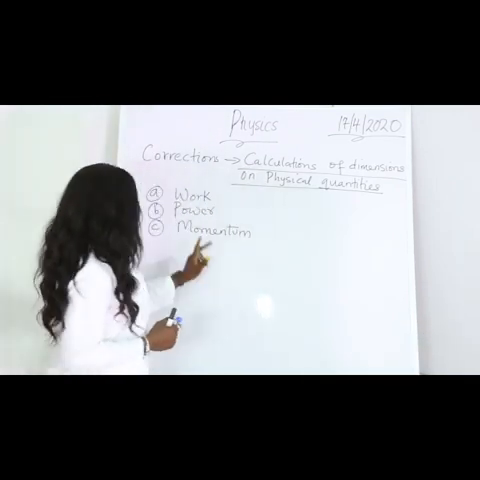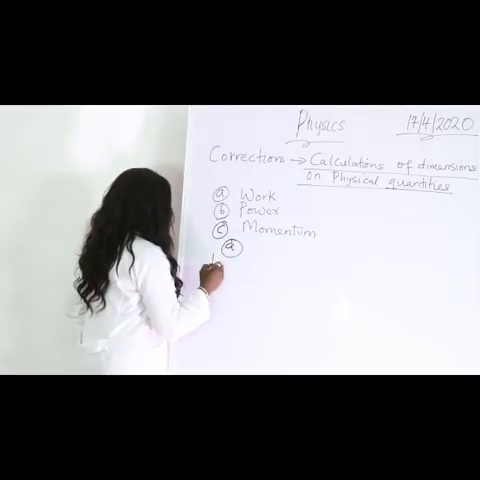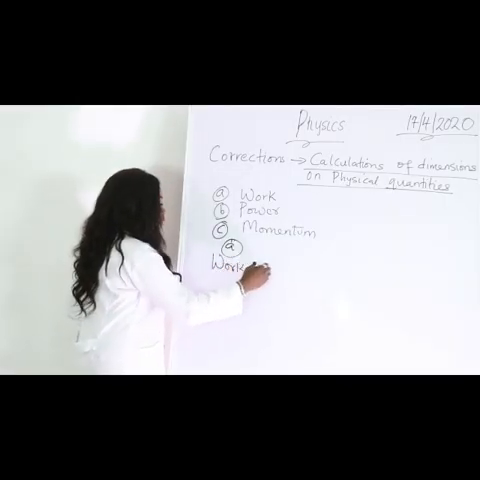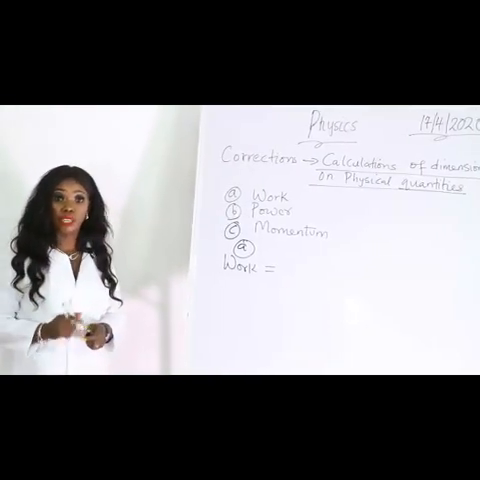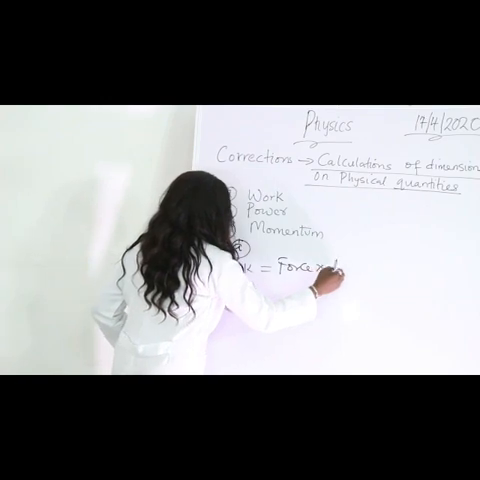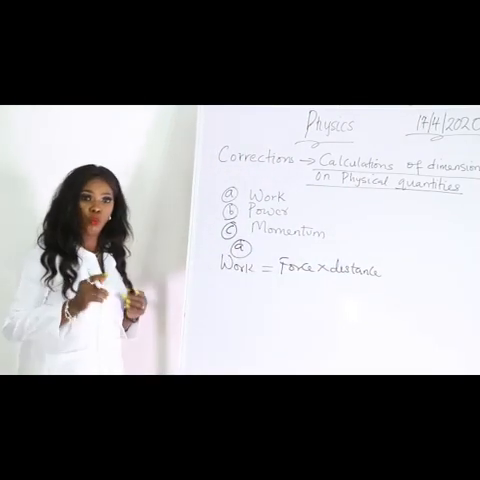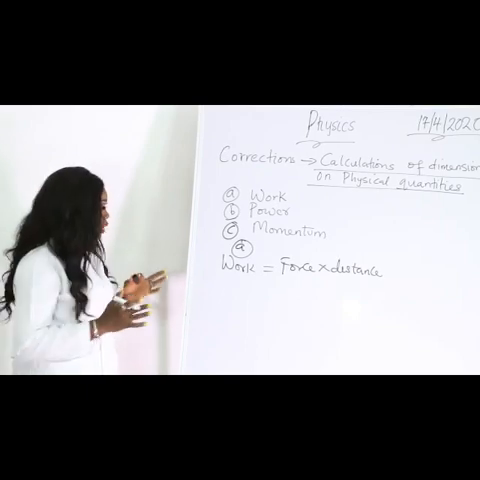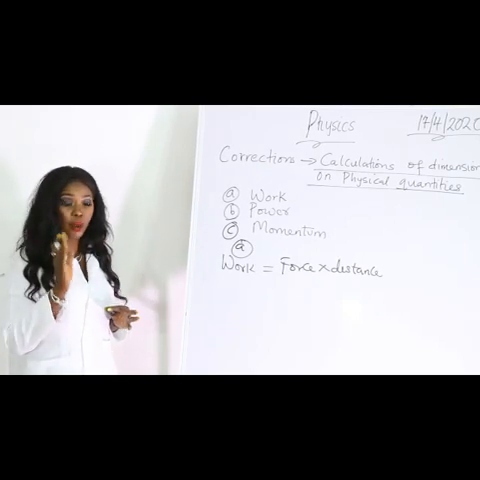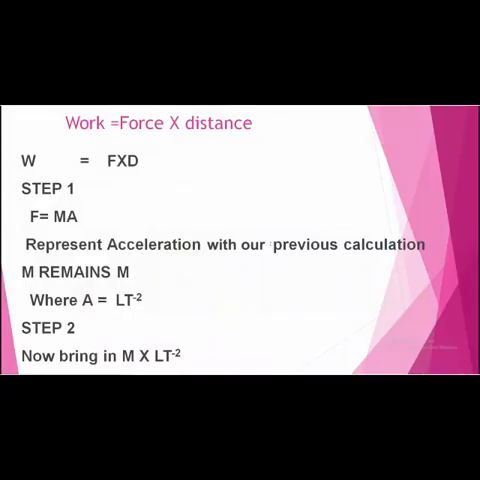On work, power, momentum, we quickly want to do justice to the correction on the calculations of dimension of physical quantity. Firstly, we'll be looking at work. We are very much acquainted with the fact that work is force times distance. That's our step one. You have to work with the formula. The formula should be embedded down there in your heart. So what's force? Force is equal to mass times acceleration.